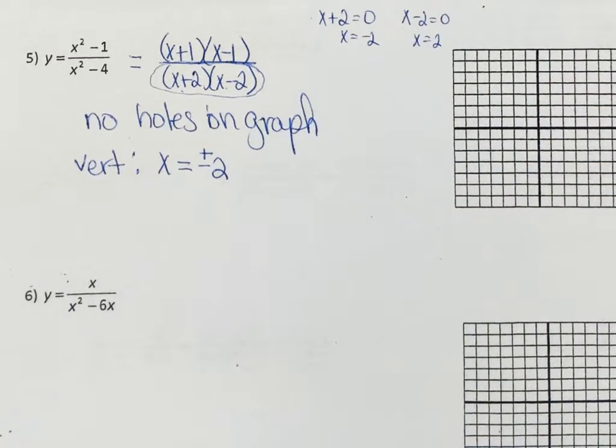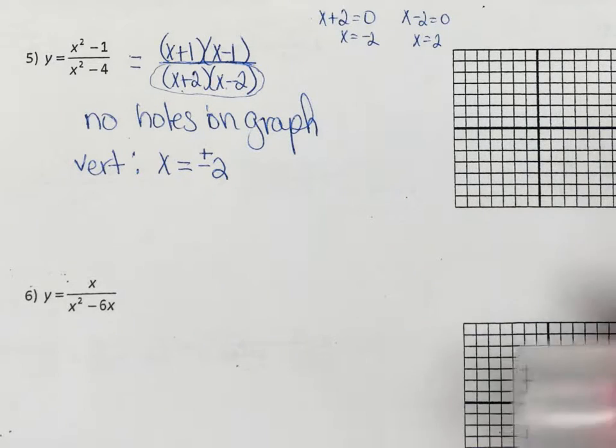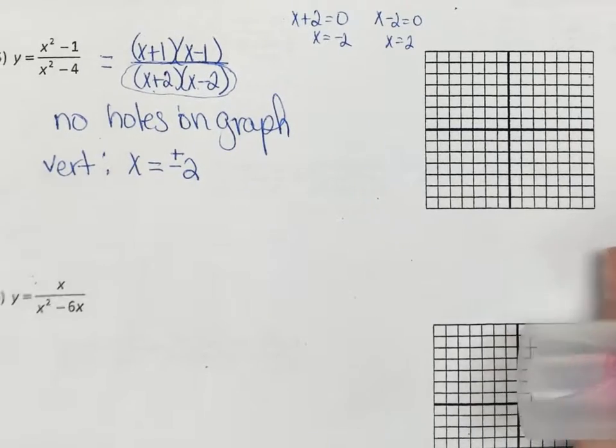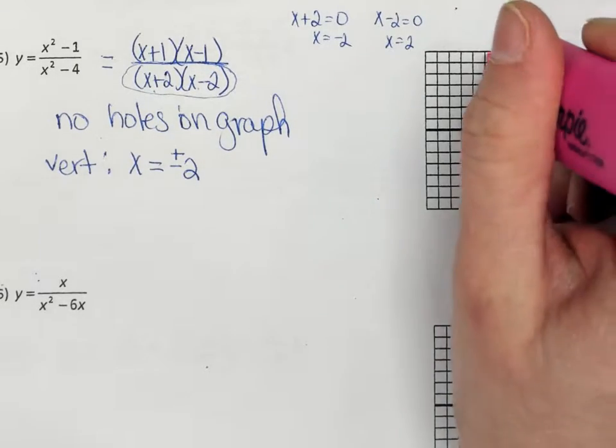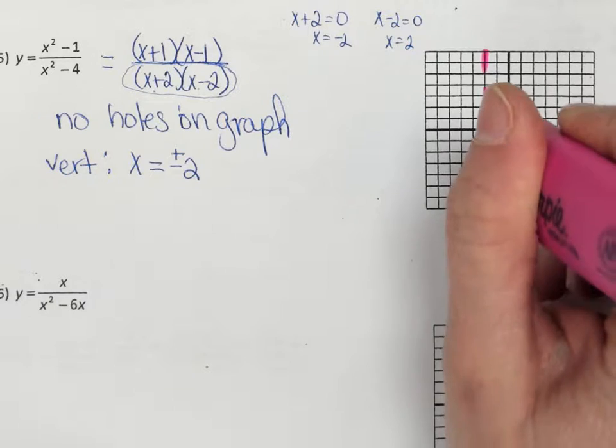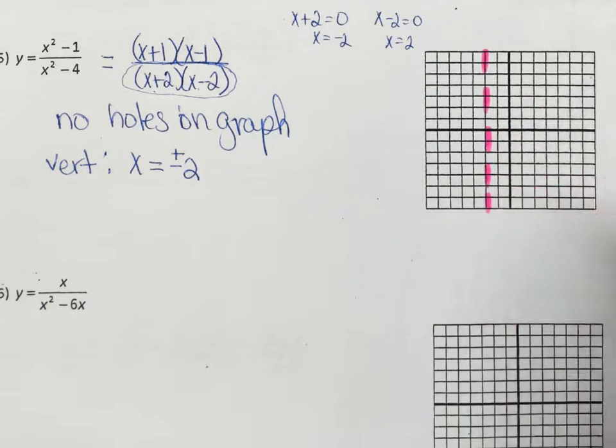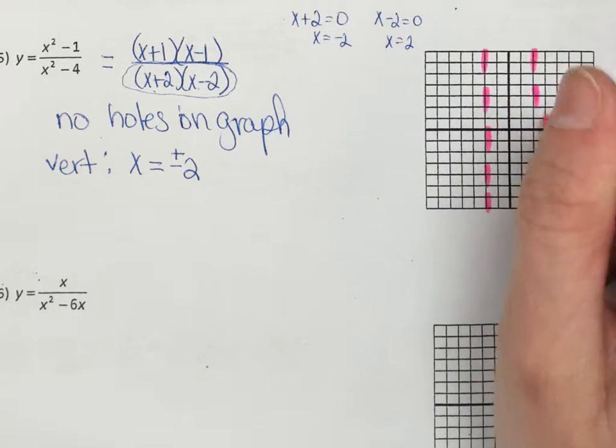So now you take your highlighter, and to review from yesterday, how do you draw a vertical asymptote? Dotted line, because it's invisible. We just draw it to make sure that we don't make our graph go past positive 2 and negative 2.